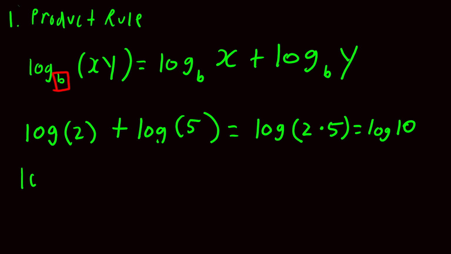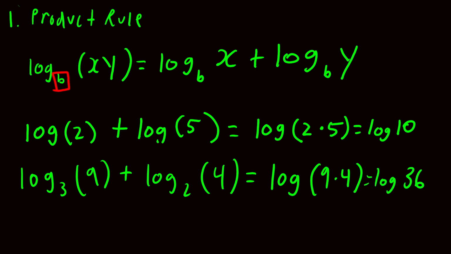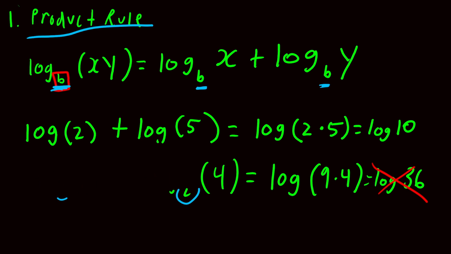Okay, so let's go through another example. Log base 3 of 9 plus log base 2 of 4. So this would be, take a second, try to figure it out. So if you came up with log of 9 times 4, which is log of 36, you would be wrong. This is wrong. Why? Remember what I said. The bases have to be the same for you to be able to use product rule, right? You have to have the same base. 3 and 2 are not the same, so you can't use product rule. So watch out for that.